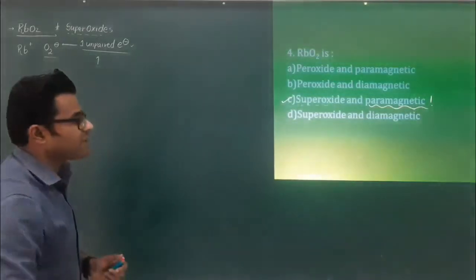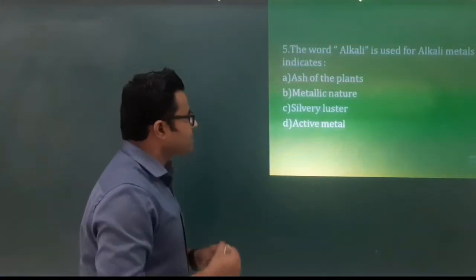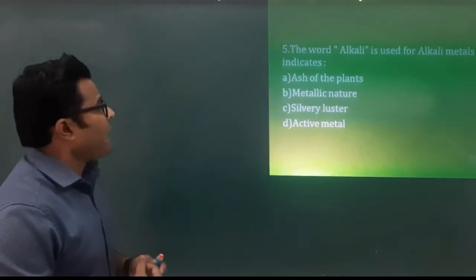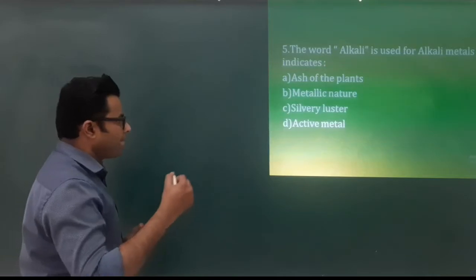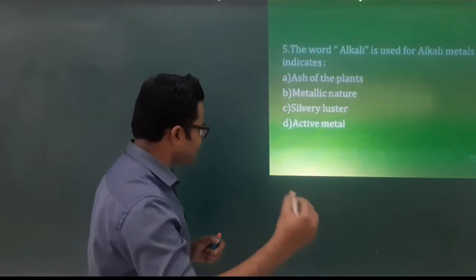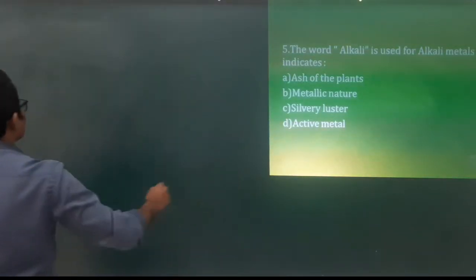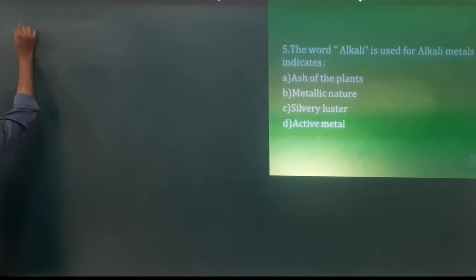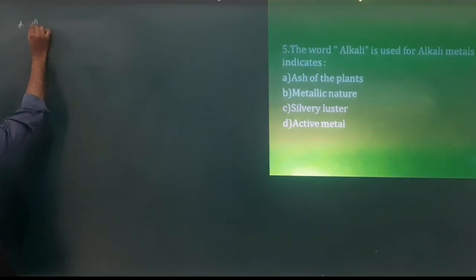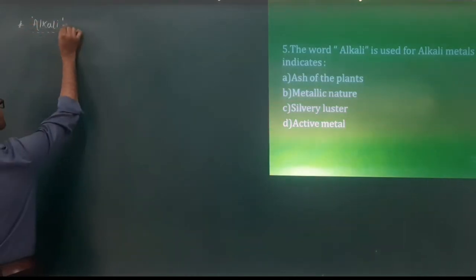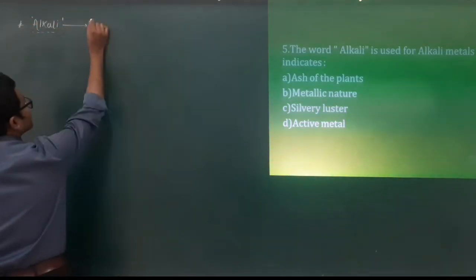Okay, so let's observe the next one. The word alkali used for the alkali metals indicates: A, ash of plants; B, metallic nature; C, silver luster; and D, active metals. Now, this one goes with history. Observe here that this term alkali is actually obtained from the Arabic language.